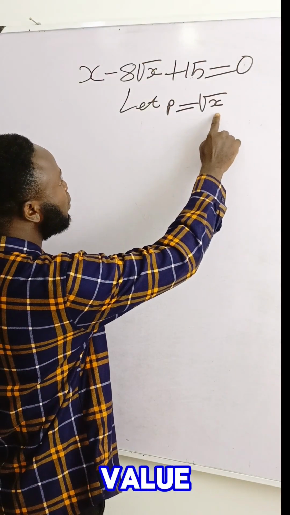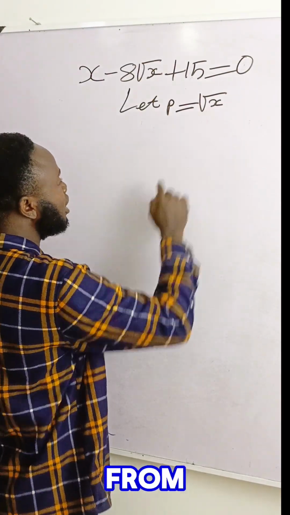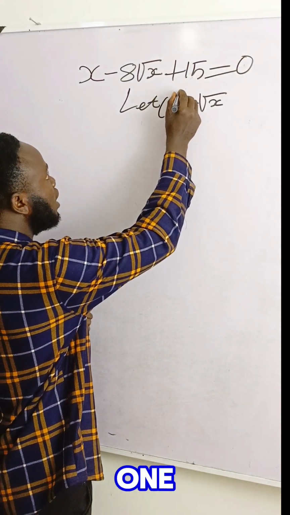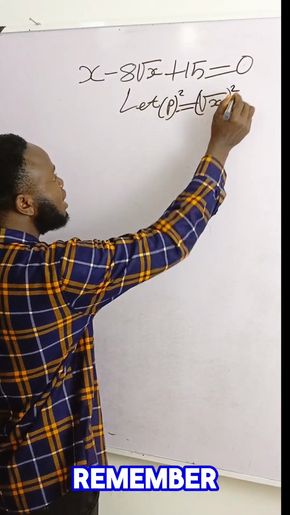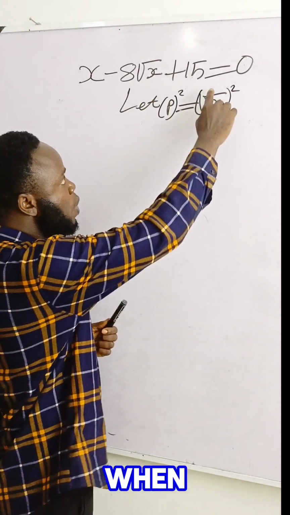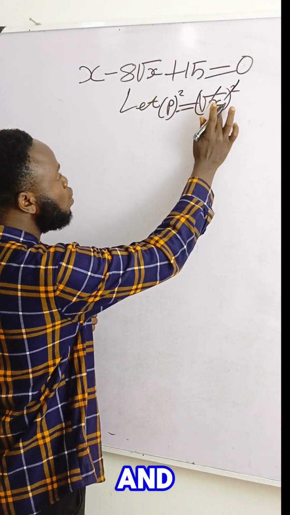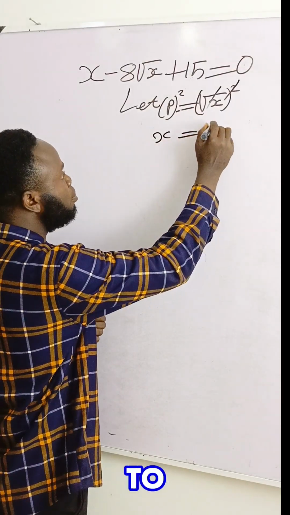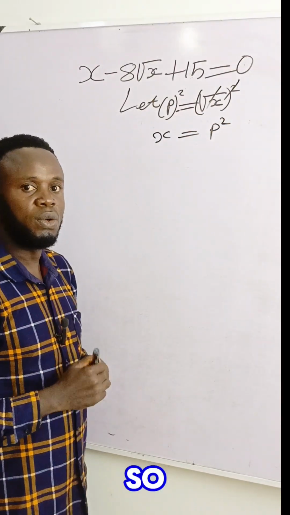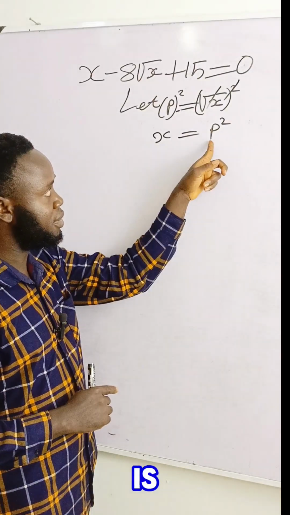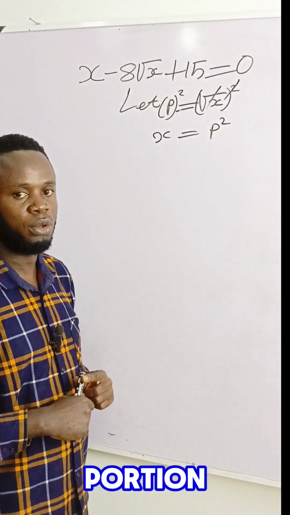For me to get the value of x here, let me first of all find the value of x from here. For me to find the value of x, I will square this one and square this one. Remember that the trick of squaring when you have the square root is for you to remove the square root. And what we are left with here is x equal to p squared. So our value of x is equal to p squared. Assuming we know what p is, we are now done with our equation.